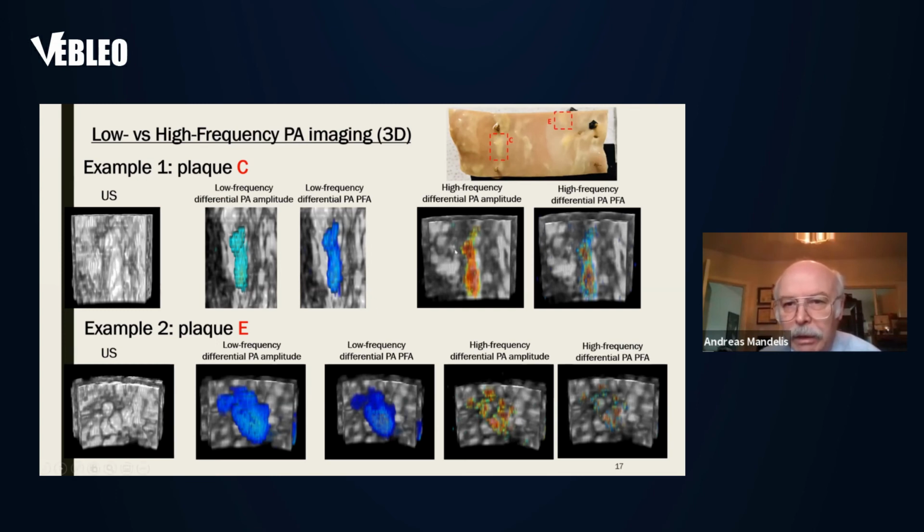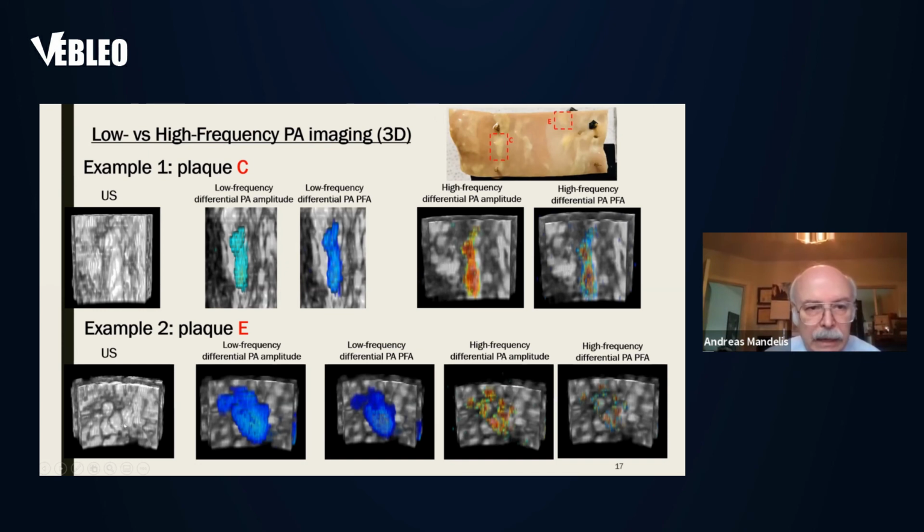However, it gets better once you go to the high frequency, the 14 megahertz transducer, because here you look at the differential amplitude at the higher frequency, to be compared with the one at the low frequency on the left, and then you look at it under the PFA. So now we're seeing a fair bit more structure inside the lipid once the phase has come in as a filter. This is one example, and then this is plaque C, and then we're looking at plaque E as well.